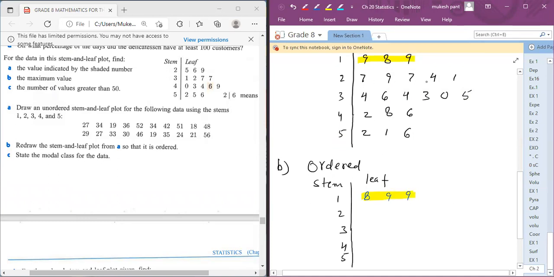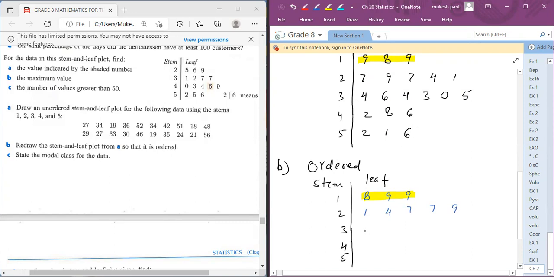This is 7 9 7 4 1. So first we write 1, then there is 4, then there is 7 two times, and then there is 9. So 1 4 7 7 9. Right. Then there is the third row.